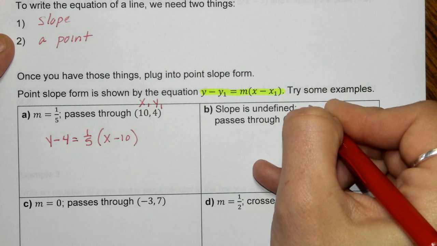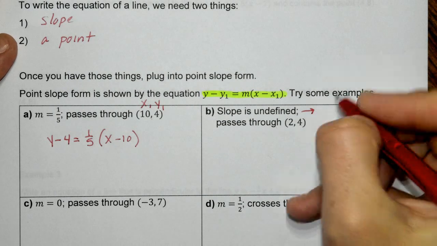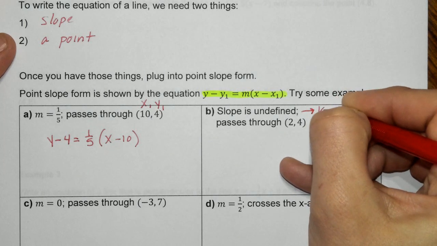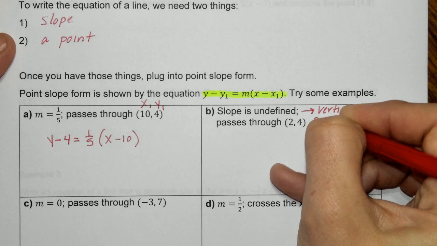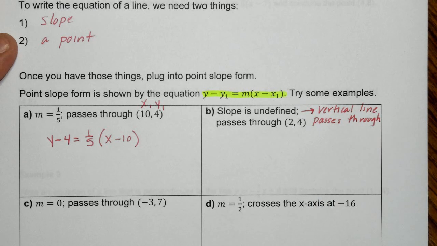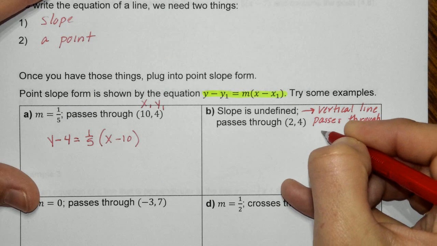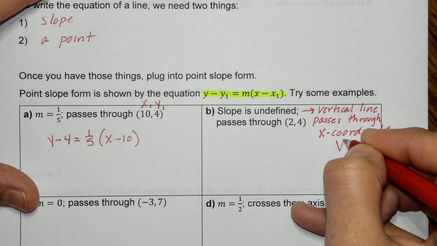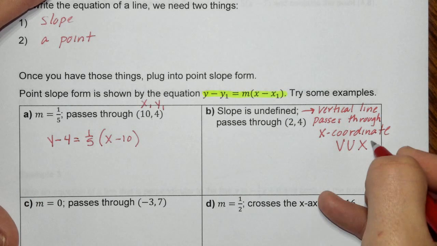So the thing that we need to remember here is, with my previous notes and with my class and my video that I made, we learned about VUX and HOY. Your undefined is going to be your VUX. You're going to have the vertical line, okay, and it passes through the x coordinate. So with VUX, vertical line is undefined, and it's x equals a number, okay?